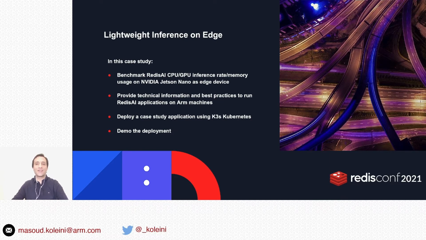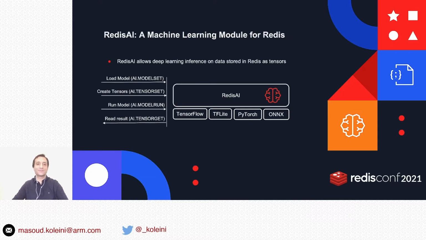This is a case study on lightweight inference on the edge. We benchmark RedisAI CPU and GPU inference rate and memory usage on NVIDIA Jetson Nano that we are using as an edge device. Provide technical information and best practices for running RedisAI applications on our machines. Deploy a case study application using K3s Kubernetes and demo the application.